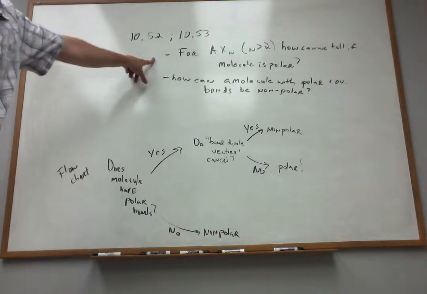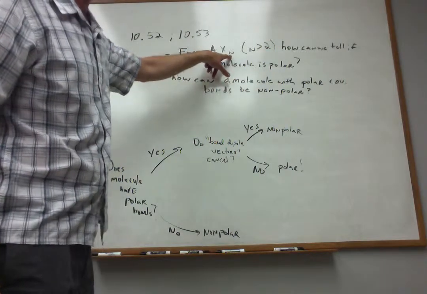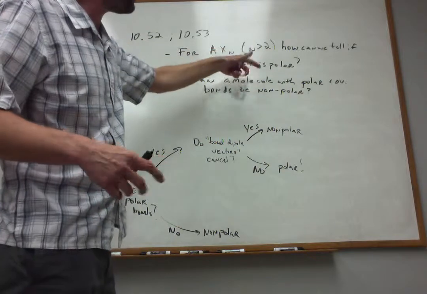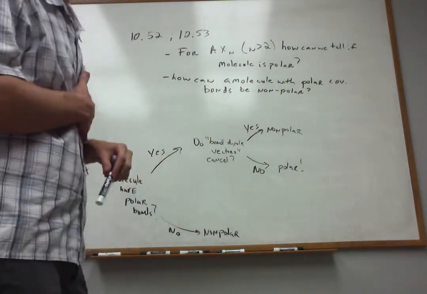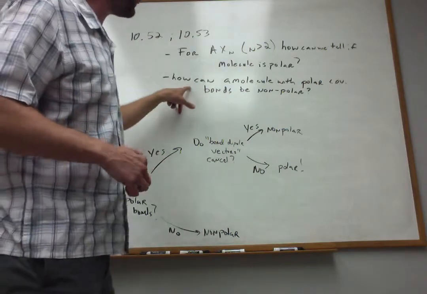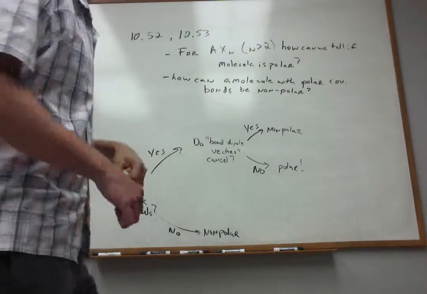We're asked in 10.5.2 for a class of molecules such as AX sub n. This is the subscript. This is supposed to be something like a generic chemical formula in which n is greater than 2. How can we tell if a molecule is polar or nonpolar? And then the follow-up question is 10.5.3. How can a molecule with polar covalent bonds possibly be nonpolar?